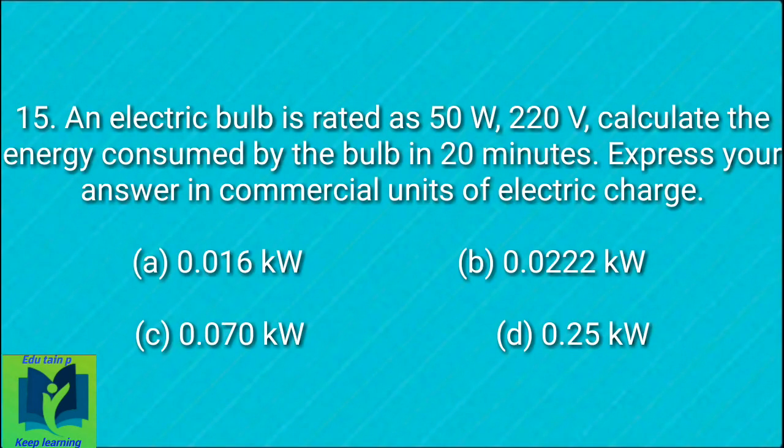An electric bulb is rated as 50 watt, 220 volt. Calculate the energy consumed by the bulb in 20 minutes. Express your answer in commercial units of electric charge. Option A, 0.016 kilowatt. Option B, 0.0222 kilowatt. Option C, 0.70 kilowatt. Option D, 0.25 kilowatt.